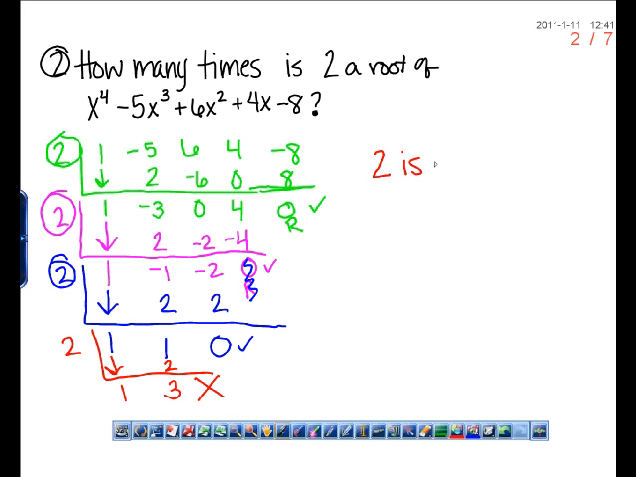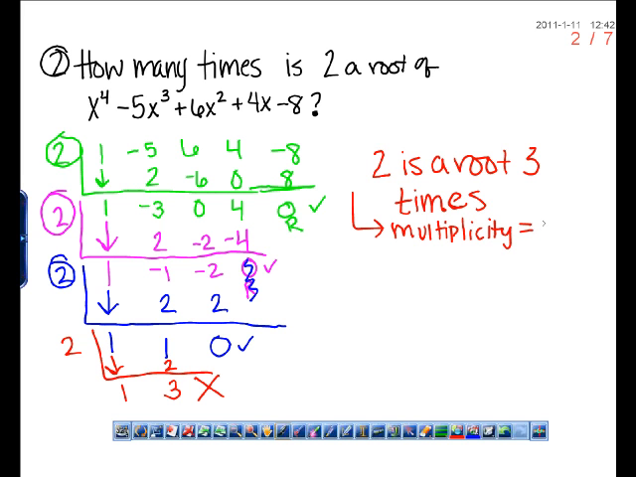So 2 is a root 3 times. This is the same as saying it has a multiplicity equal to 3. 2 is a root 3 times, or you could say it has a multiplicity of 3.